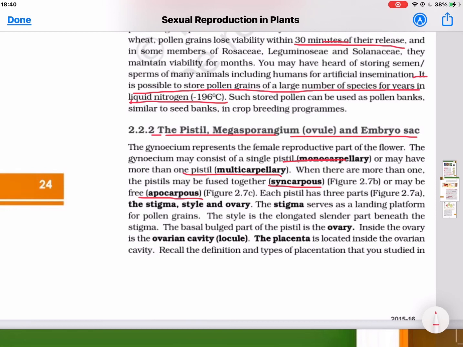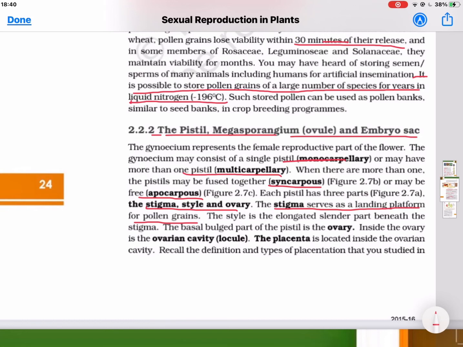Each pistil has three parts, the stigma, style and ovary. The stigma serves as a landing platform for pollen grains. Stigma पर आकर pollen grains land करते हैं, पहुँचते हैं. The style is an elongated slender part beneath the stigma. So what is the function of style? It lifts the stigma upward so that the pollen grains can land on the stigma.